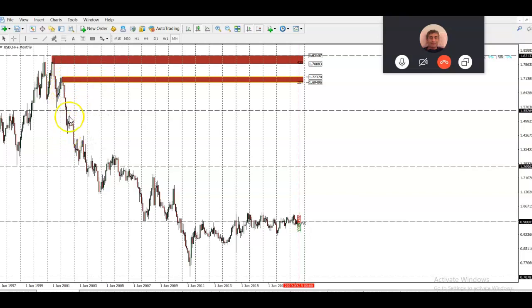There's a huge sell-off before there. That'd be a good area for them to sell at again. That's where you're going to get a reaction at these areas. That's why you can see price.